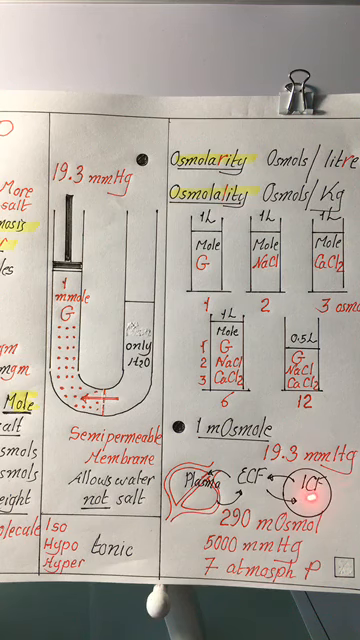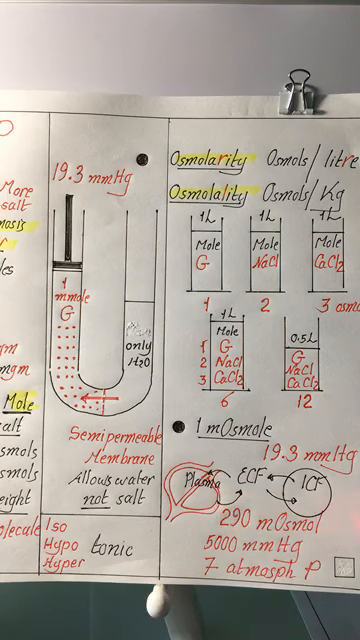This means that the intracellular fluid will have the same osmolality as the extracellular fluid, the same osmolality of blood, which equals 290 milliosmoles. You don't have to say per liter. You can say it without per liter.